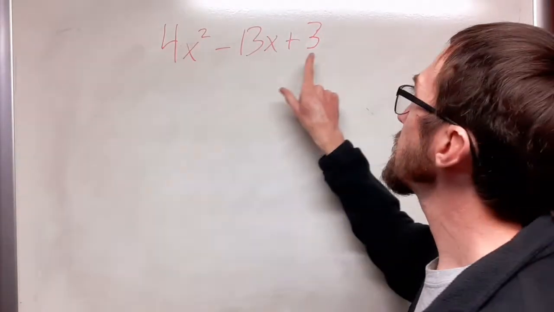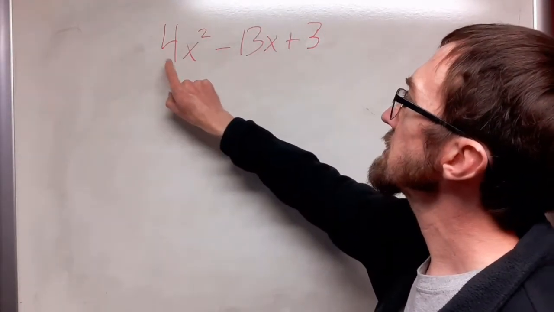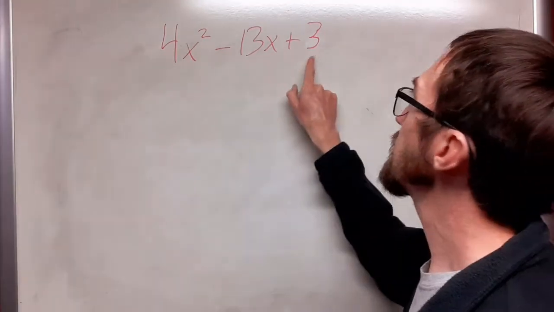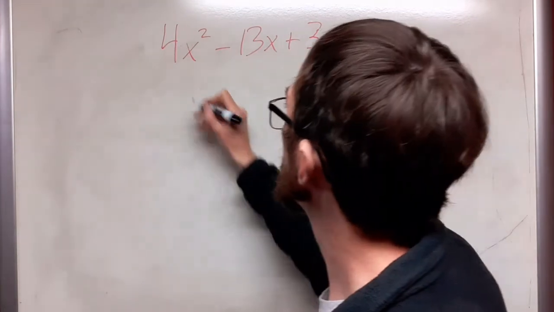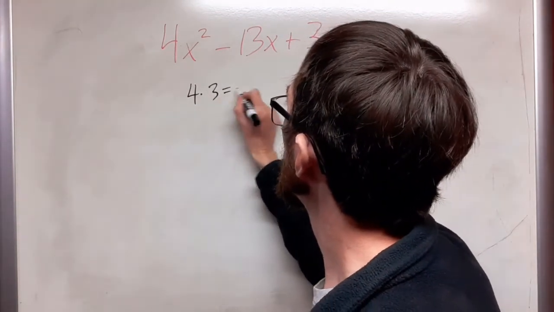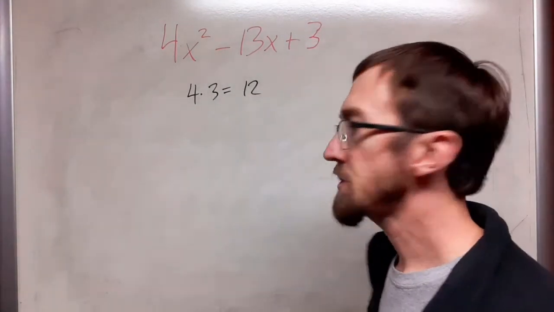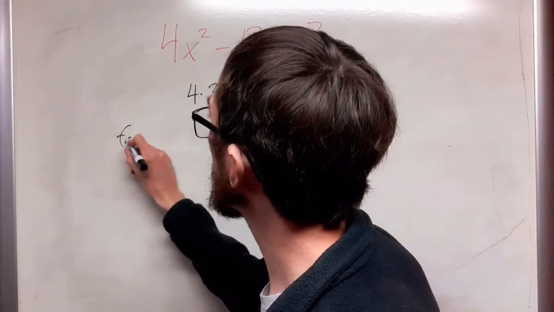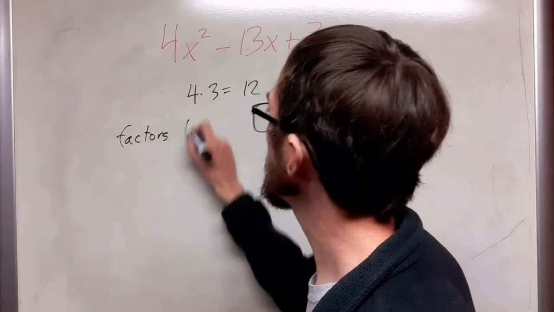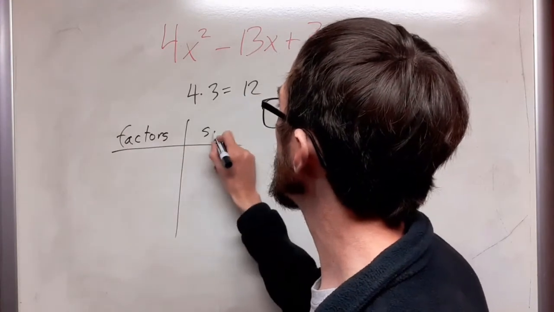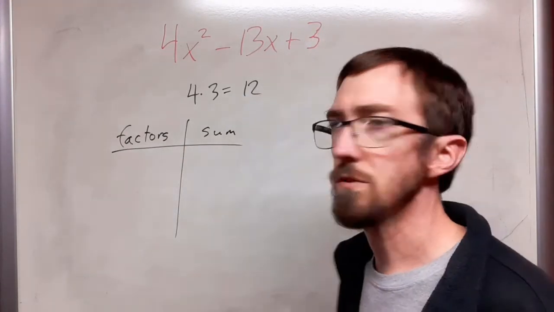First thing that we're going to do is multiply this leading coefficient with this constant. So we're going to look at 4 times 3, and that is 12. And so for our chart, we are going to have factors of 12, and then the sum of those factors on the other side.